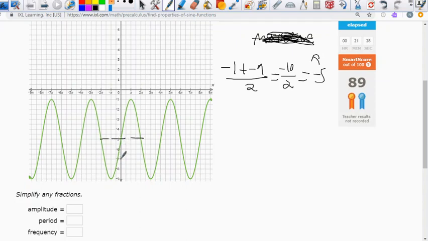We go 1, 2, 3, 4. 1, 2, 3, 4. So our amplitude is 4. It takes us 4 to reach maximum.